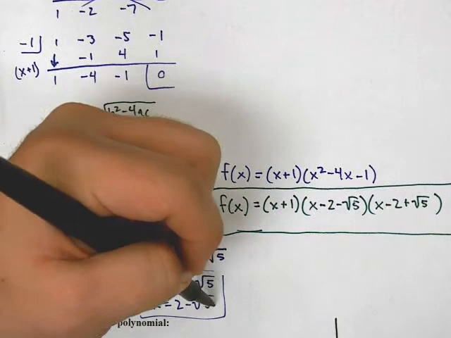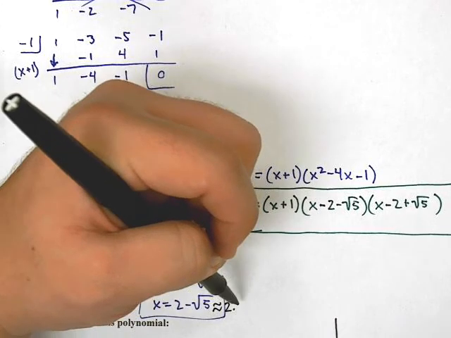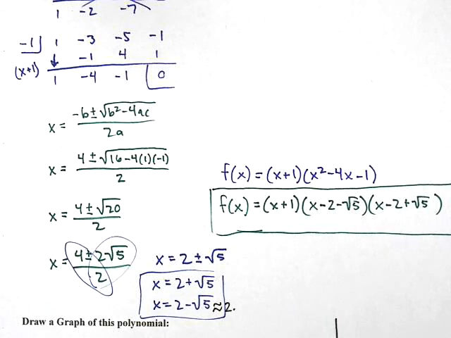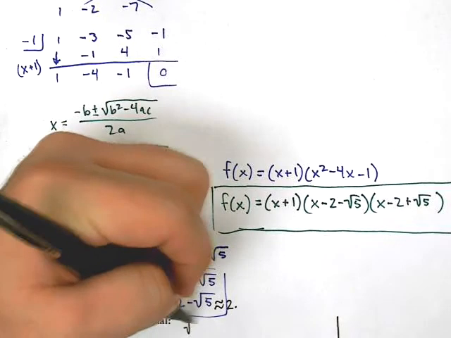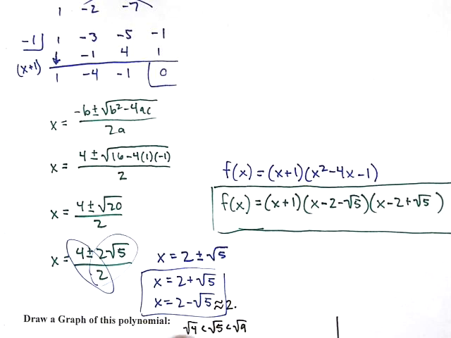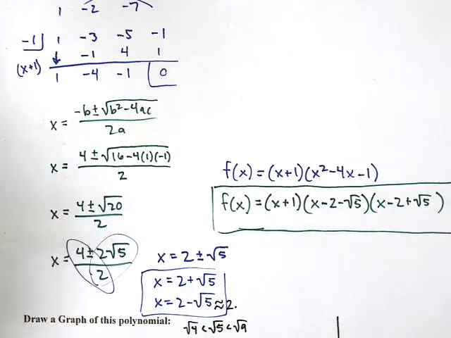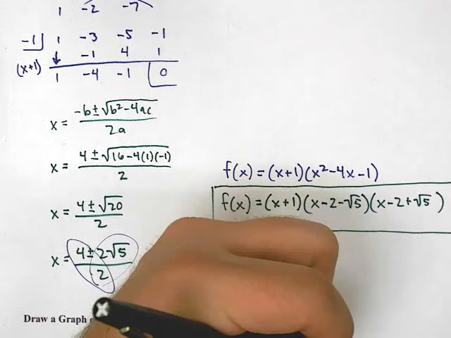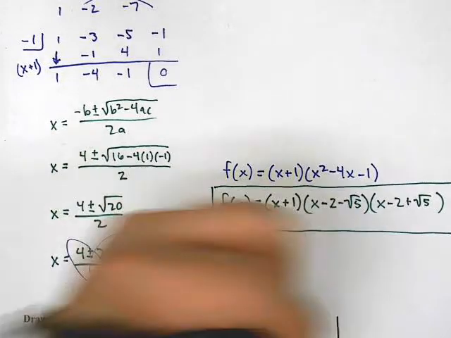I'm trying to think. I'm not even exactly sure. Okay, so this is kind of my thought process here. Radical 5 has to be between radical 4 and radical 9, so it has to be between 2 and 3. So if I'm taking 2 and subtracting it, I know that zero is going to be somewhere right in between. So I'm going to say that's 2 minus radical 5.